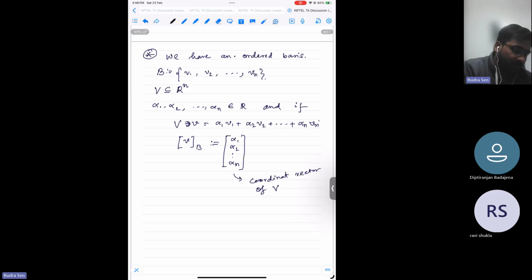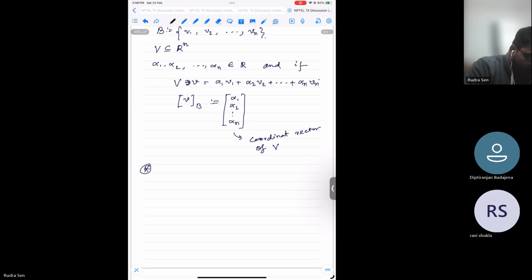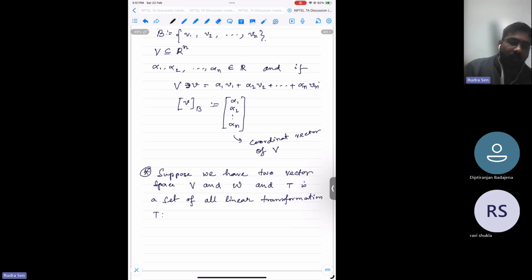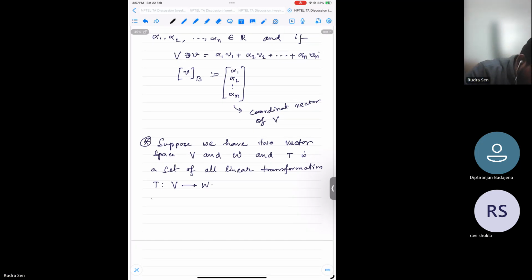Now there is a catch. Suppose we have two vector spaces V and W. And T is the set of all linear transformations from V to W. That means T is basically the set of all the linear transformations which take the value from V and map to W. So T1, T2 belong to this capital T.